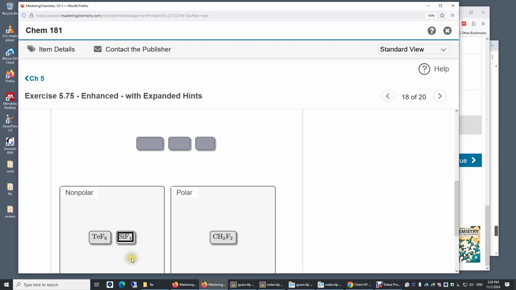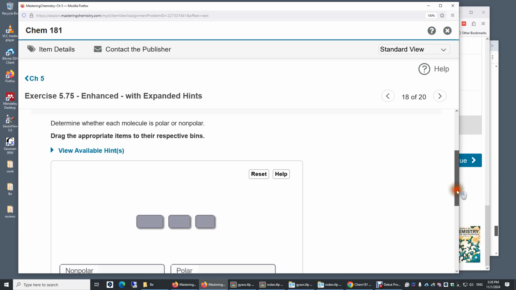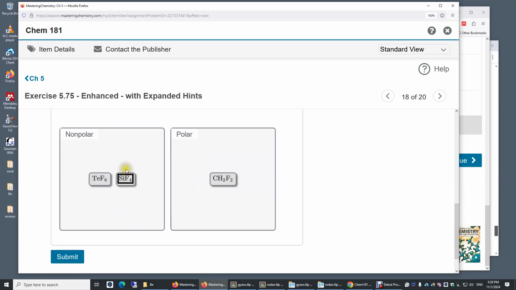SiF4 also nonpolar because this is a tetrahedral structure. In a perfect tetrahedral structure, the 4 bond polarities cancel completely. So that's why these 2 are nonpolar, even though this tellurium fluorine bond is polar. A single fluorine bond is polar, but overall the 2 molecules are nonpolar.